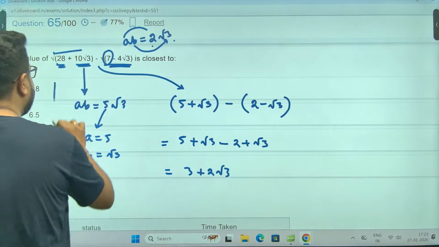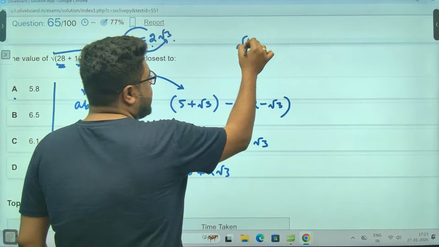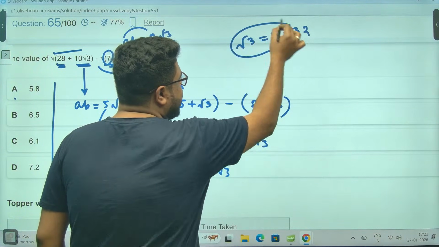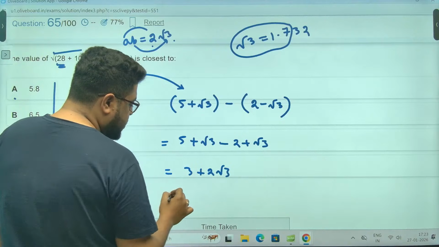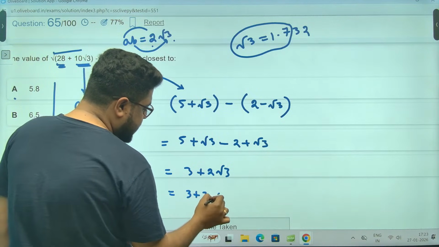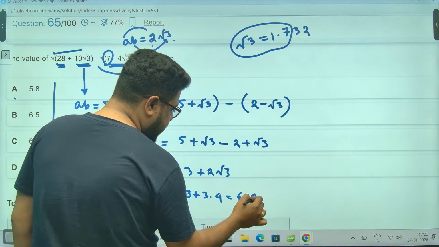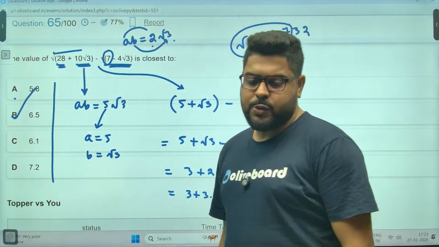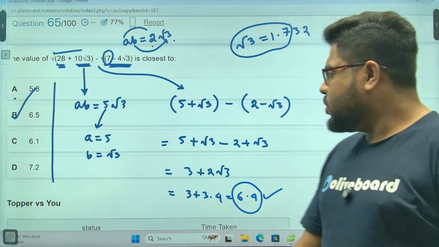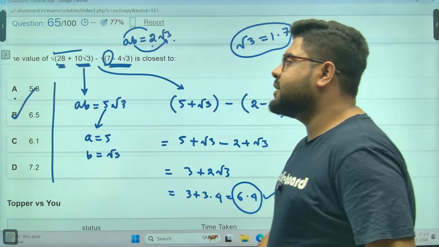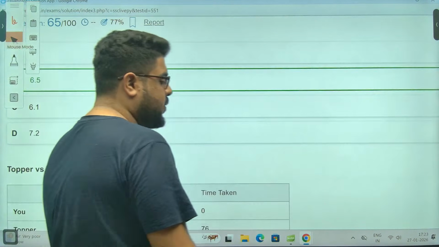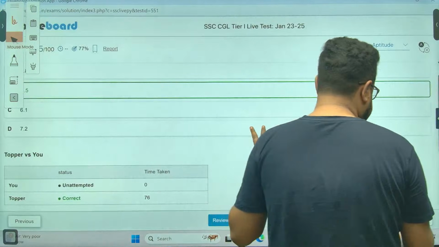Options are given like this. Root 3 is 1.732. If you don't know, please remember at least 1.7. So 2 root 3 is going to be 3.4, so this will be around 6.4. 6.5 is there in the options, so option B is the answer. Not much calculation is required, but you need to be very, very swift with it.